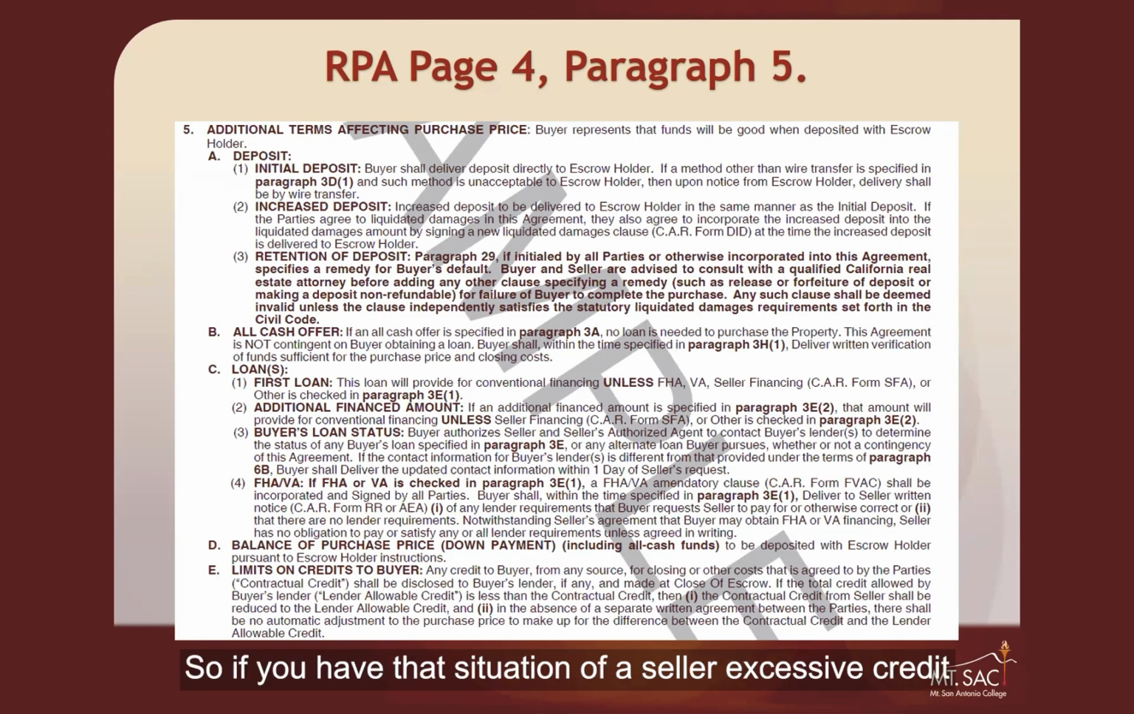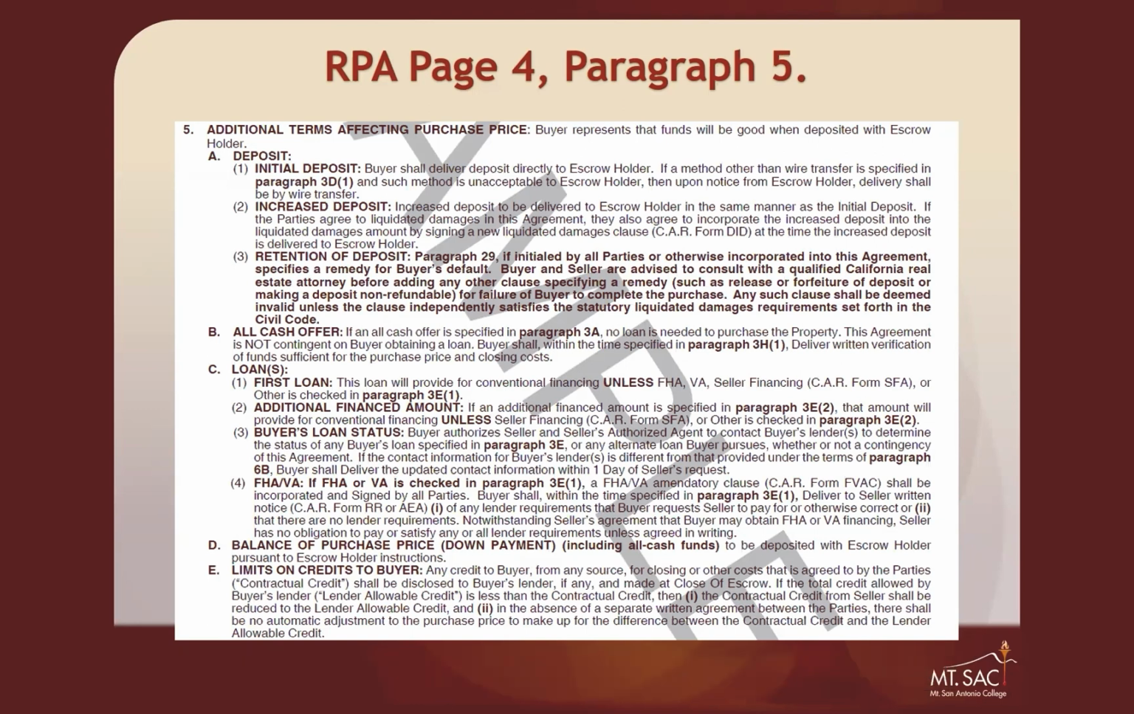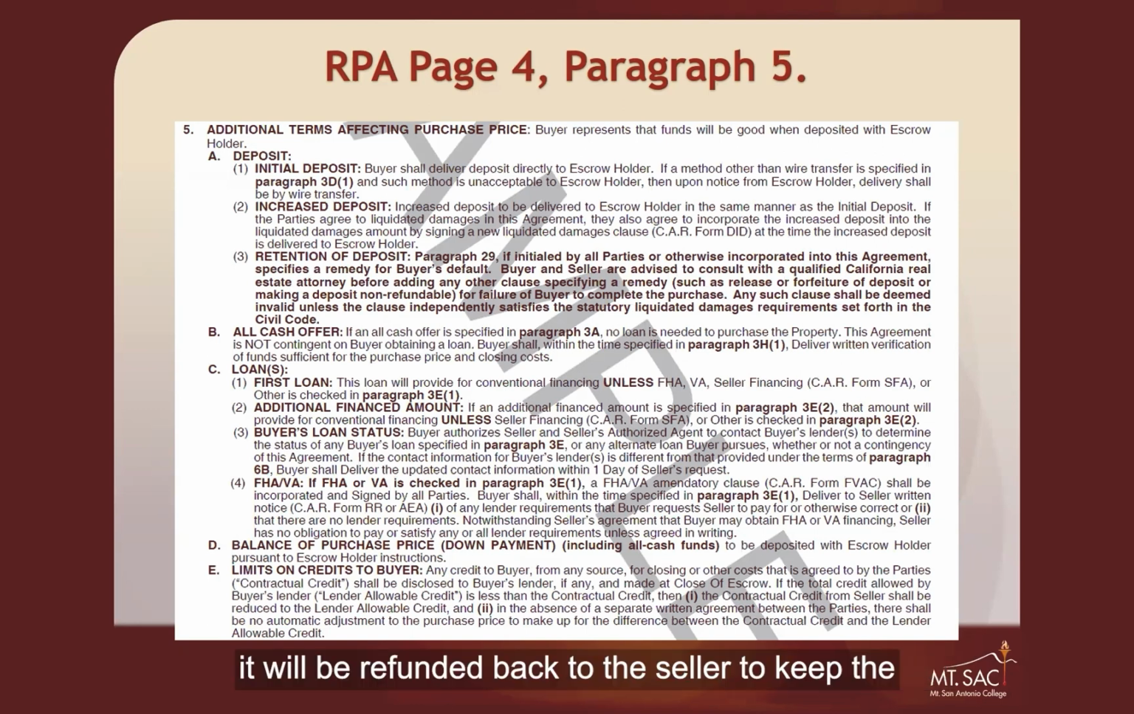So if you have that situation of a seller excessive credit, it will be refunded back to the seller to keep the buyer at 20% down. The purchase price will not be affected. Okay. And again, if you get too much pushback from a seller or a buyer, this is a lender thing, right? This is really more of a disclosure and verbiage to say how it's going to be worked out if the lender raises the flag for an excessive credit.